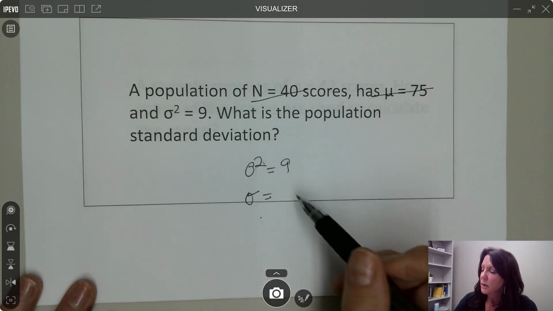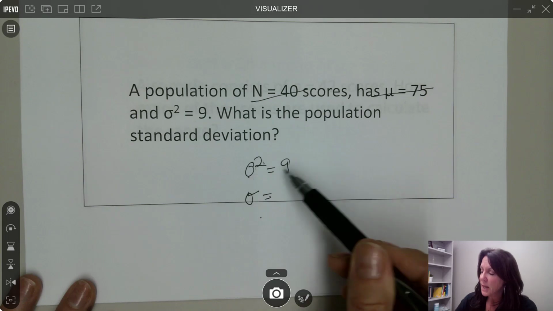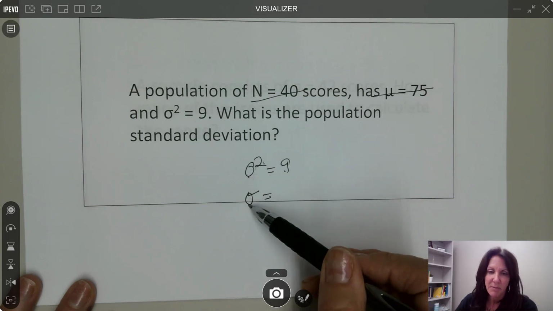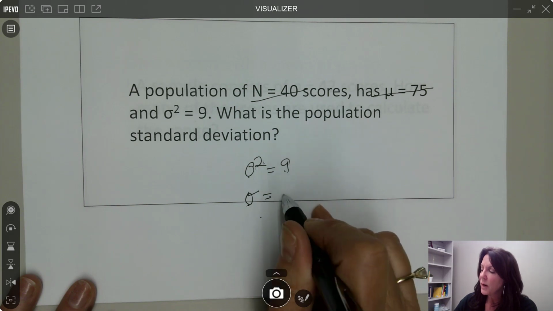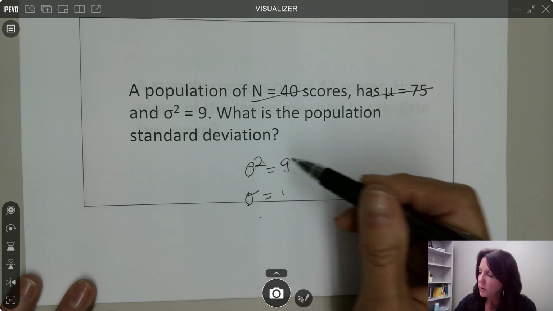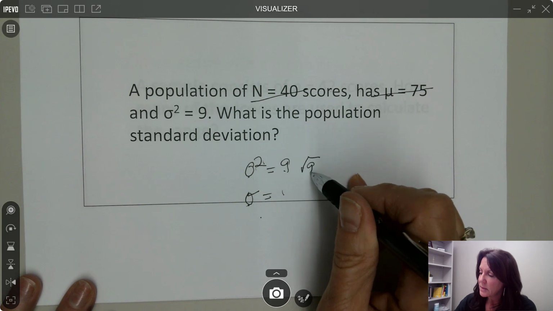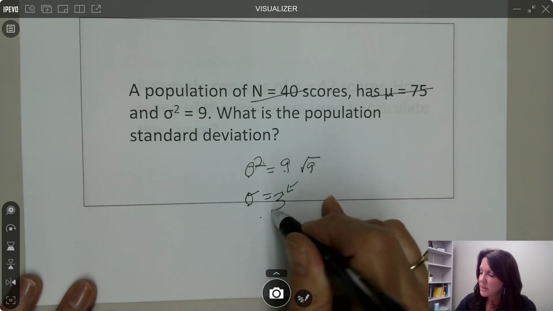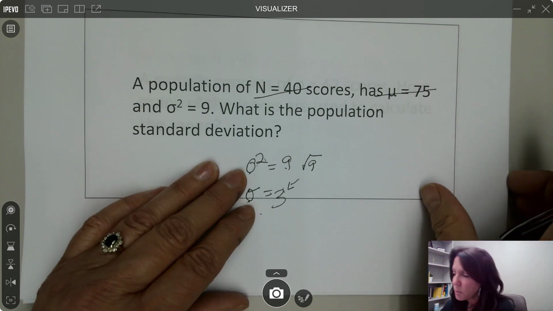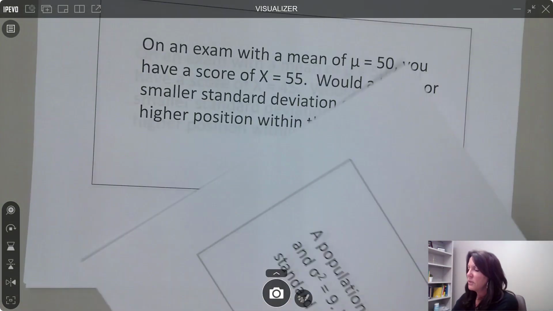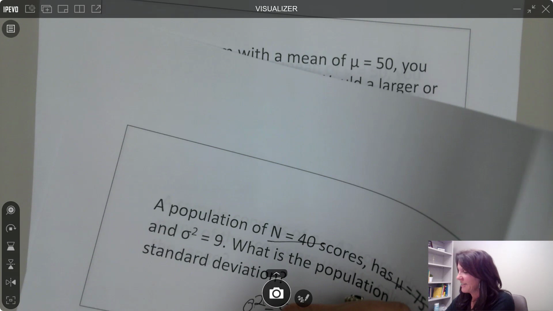So if sigma squared is 9, what must sigma be? You can do it a couple different ways. You can say, what squared will give me 9? Or you can say, what is the square root of 9 to get this standard deviation of 3? So these are easy. Once you know the relationship, you could do probably 100 of these in a minute. They're that easy. All right.